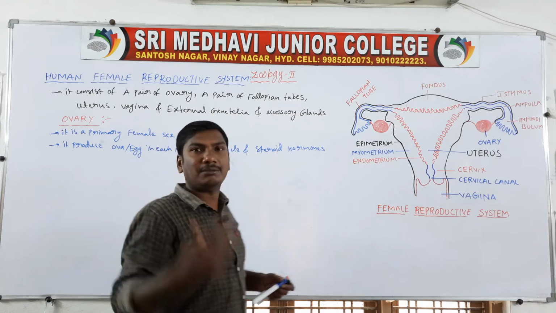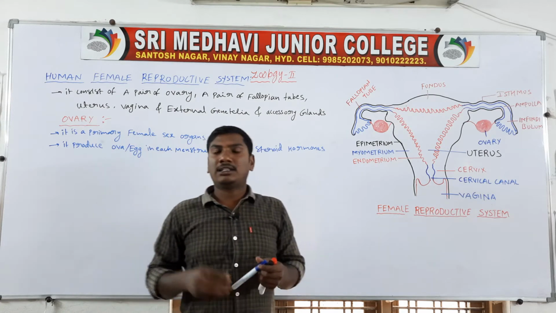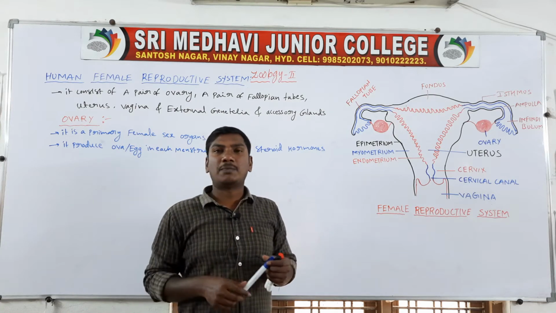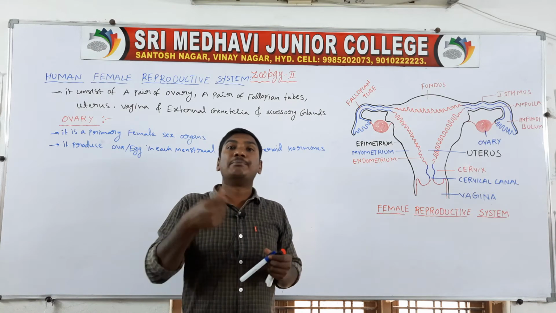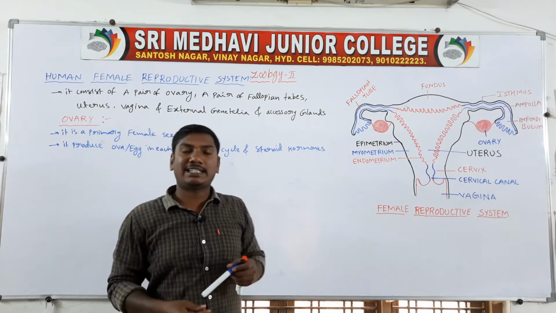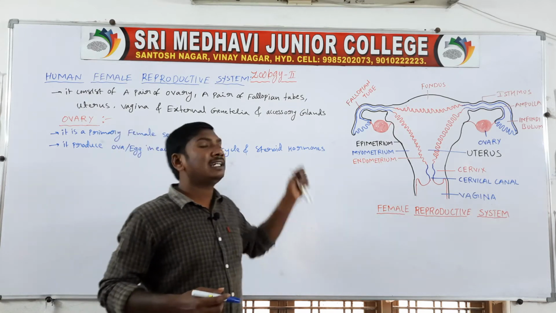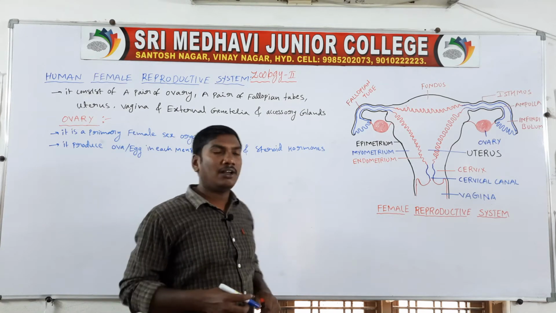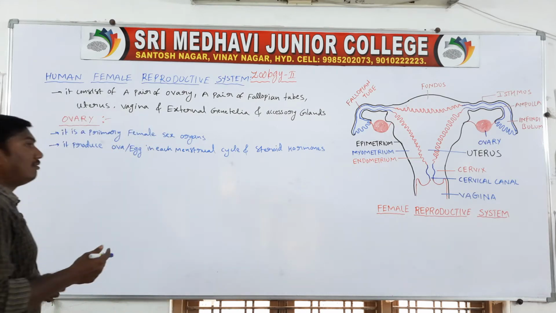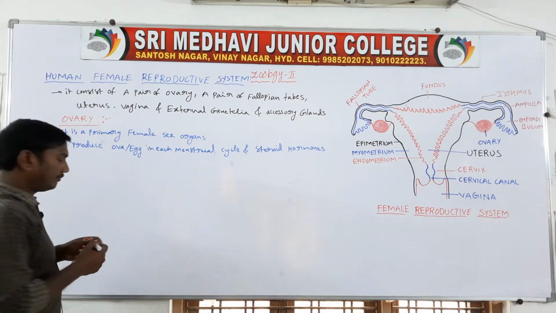So every month they produce an ovum. This ovum is released at the time of the menstrual cycle. Every menstrual cycle releases one ovum. Next one, they also release steroid hormones.